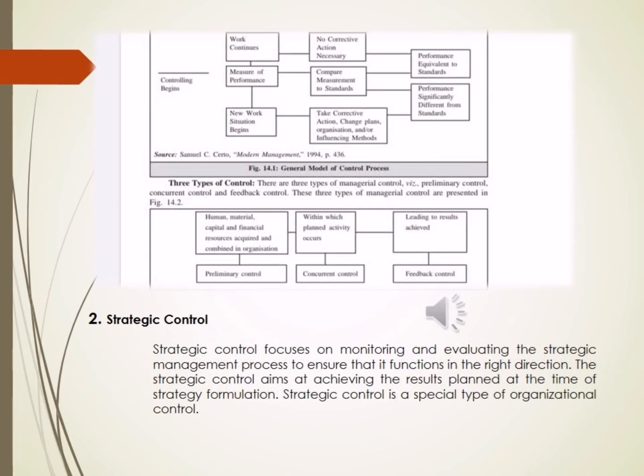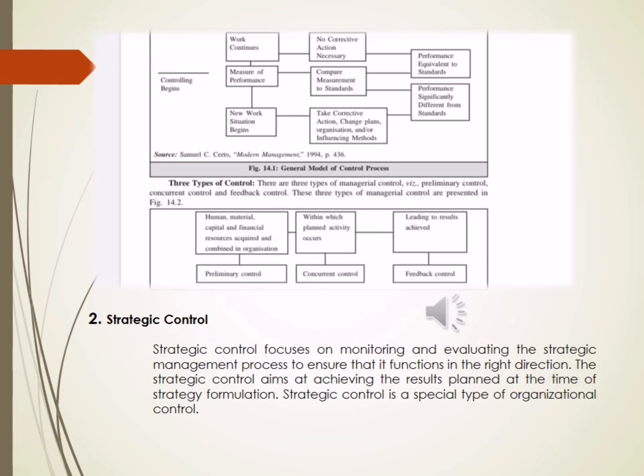So this is the model of the control process and its function. Controlling begins, which is the work continues, measure of performance and new work situation begins. Under work continues is no corrective action necessary, and for the measure of performance it is compare measurement to standards, and then for the new work situation begins it is take corrective action, change plan, organization, and influencing methods which result in performance equivalent to standards and performance significantly different from standards.